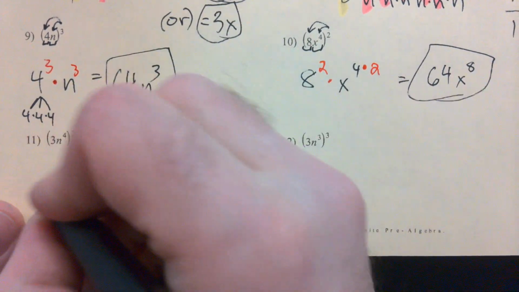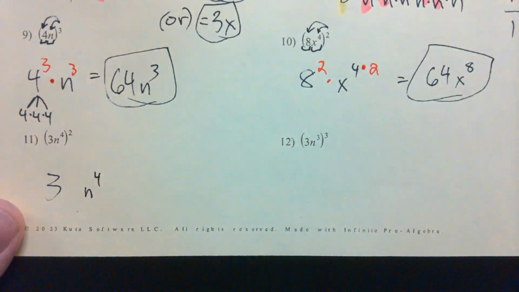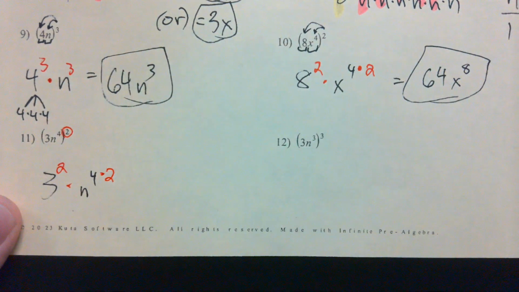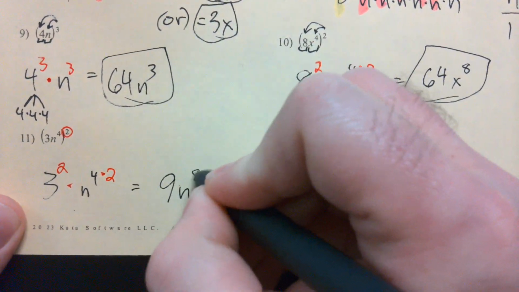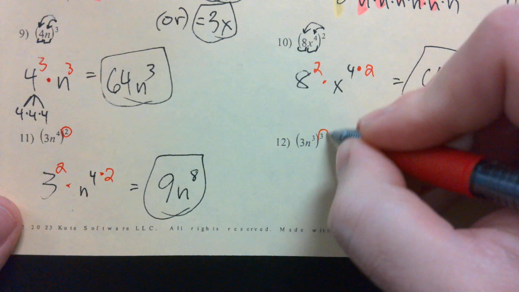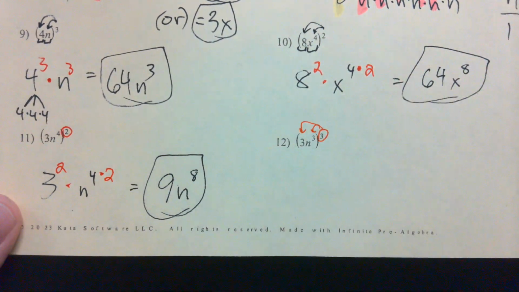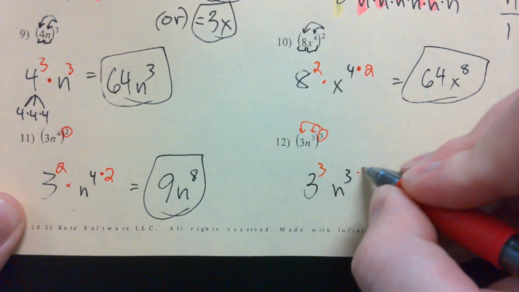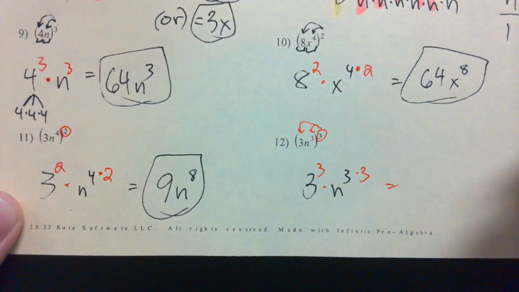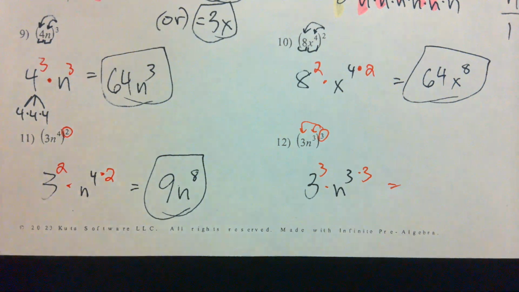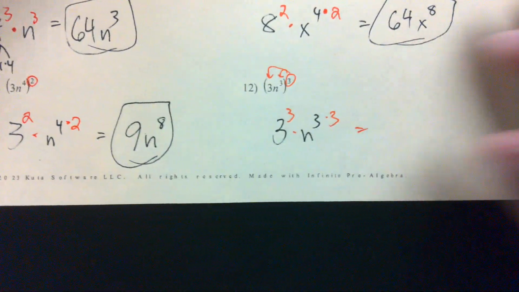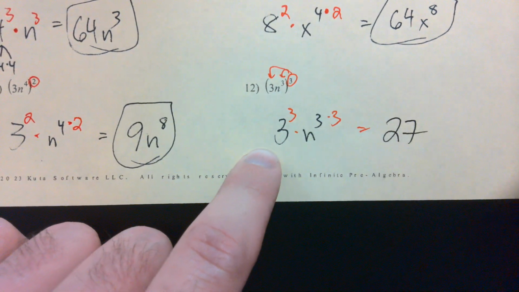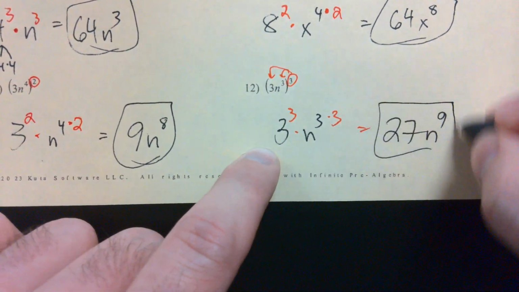Moving right along. 3 and n to the 4th. Hit them with that outermost 2 and multiply. Gives us 9n to the 8th. And 3 times n to the 3rd. Hit them both with that 3 and multiply. That gives us, what is 3 to the 3rd power? Is that 9? 27. 27. 3 times 3 times 3. Okay, I'm trying to make sure you guys are listening. 27. n to the 9th power.